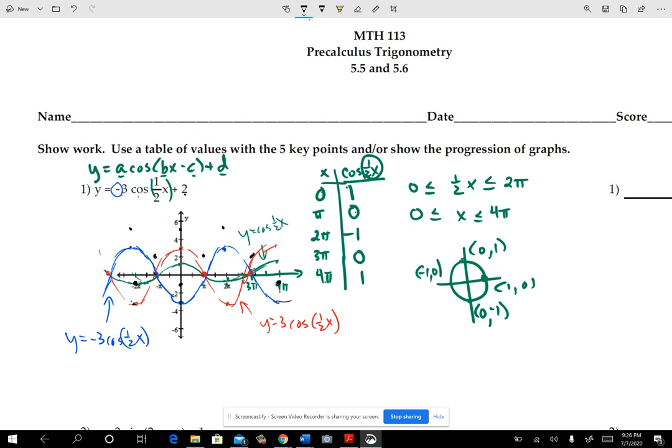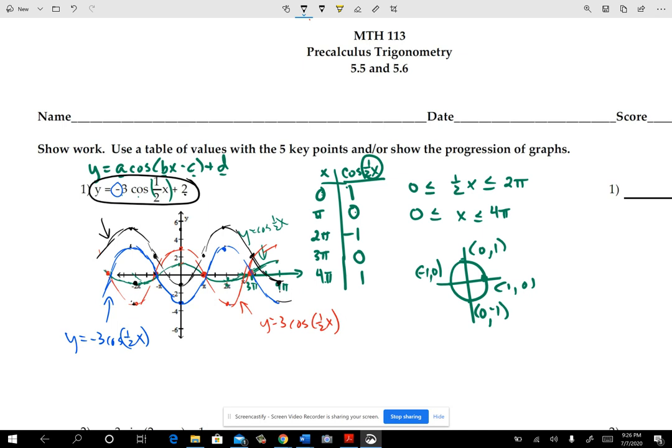So I'm thinking about the blue one moving up 2. Okay, so it's going to do something like that. And I can extend it as much as they ask me to. So this is y equals -3 cosine 1/2 x plus 2.